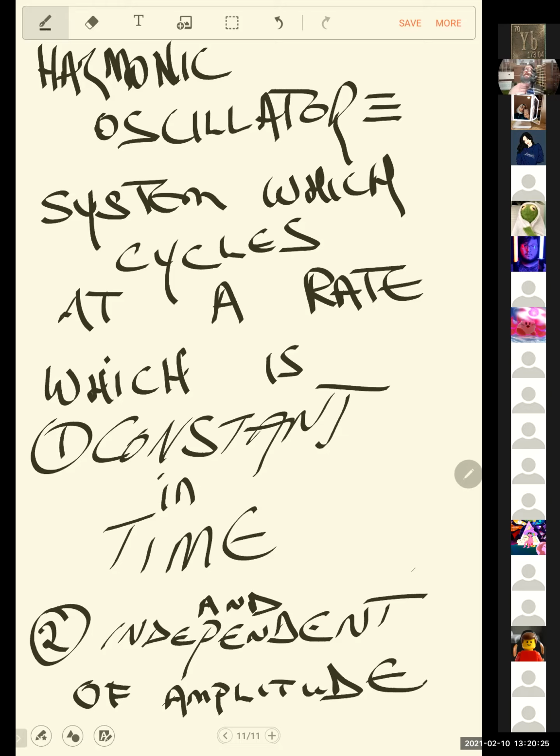Or if we're saying it can do 2 round trips every second, then it's always going to do 2 round trips every second. It cycles at a constant. Again, not all oscillation is like that, but harmonic oscillation means oscillation which is like that.